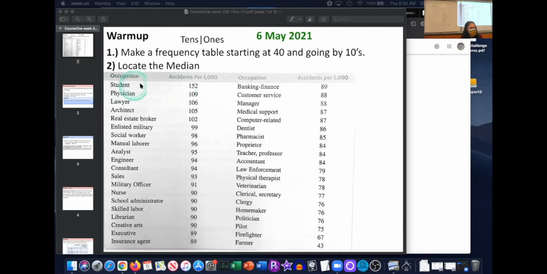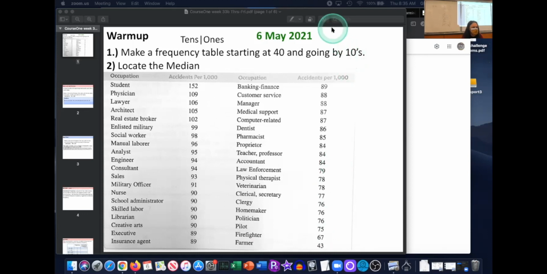So out of every 1,000 students, 152 of them are going to have an accident on average per year. Okay, so again, I told you what to do. Maybe that was helpful, but we want to start at 40. Notice 40 is a little bit less than the smallest number, and go by tens.